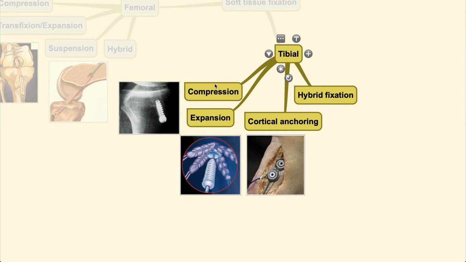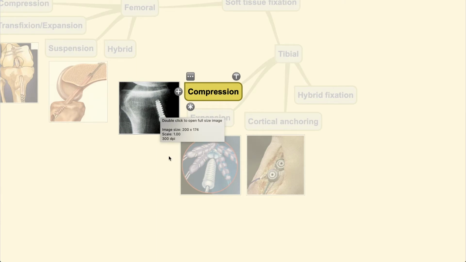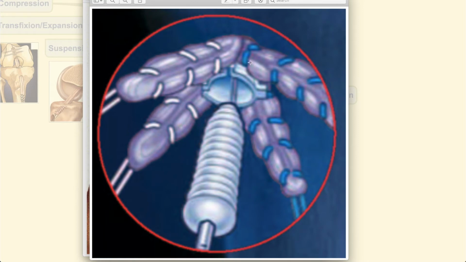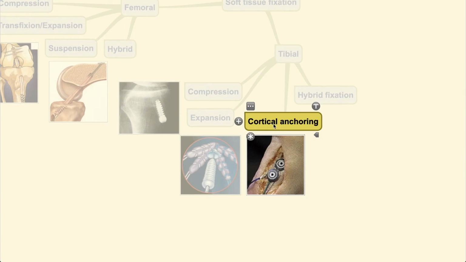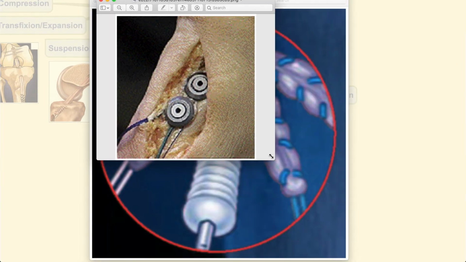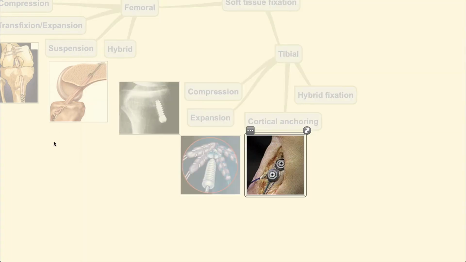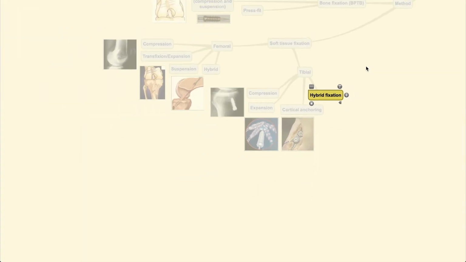As for the tibial component, usually you can compress it in its place, same as the femur, or you could expand it. So you split apart the quadruple hamstring graft and you insert a screw right in the middle. And then there are also other options such as cortical anchoring, in which the suture is fixated distal to the area of the graft using a cortical screw inserted at the anterior aspect of the tibia, distal to the exit point of the graft. And the last would be the hybrid fixation.